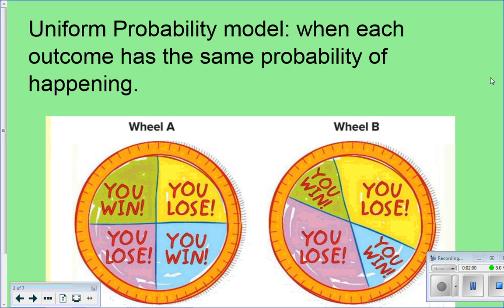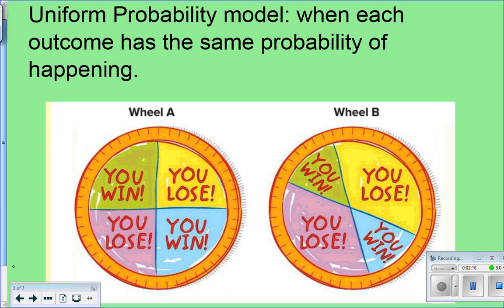Alright. So uniform probability. First vocabulary word. Uniform probability is when you have the same exact outcome of everything happening. So if I look at my picture here, each thing has the same probability of happening. Each outcome has the same probability. And then I have a picture up here, so you can kind of see what I mean by this.